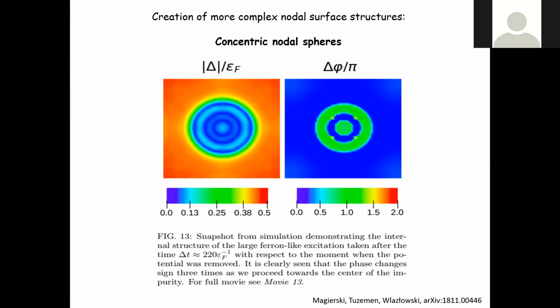So one can create even more complicated structures. This is an example of the structure of an impurity which has more than one spherical nodal structure. So we are actually creating this potential. What potential do you use here? That's a good question. I think it was the same. You simply have to allow for a larger radius, and then the larger radius gives you these oscillations due to the proximity effects.